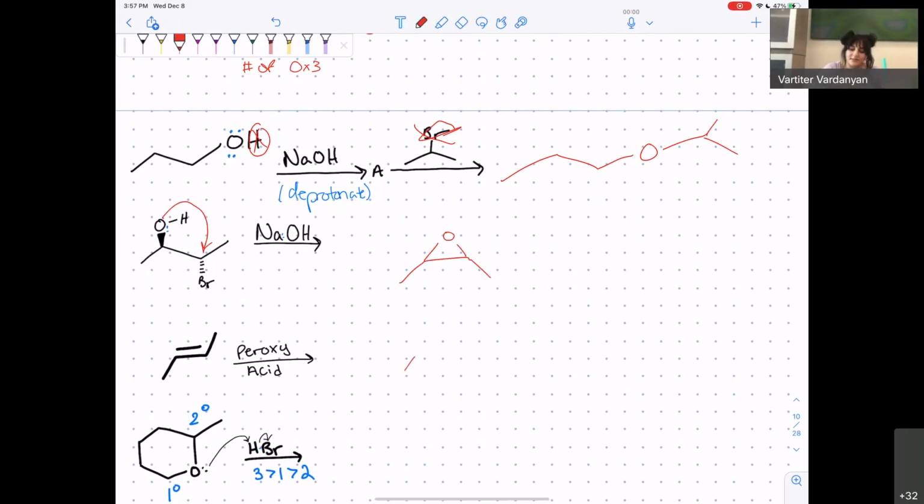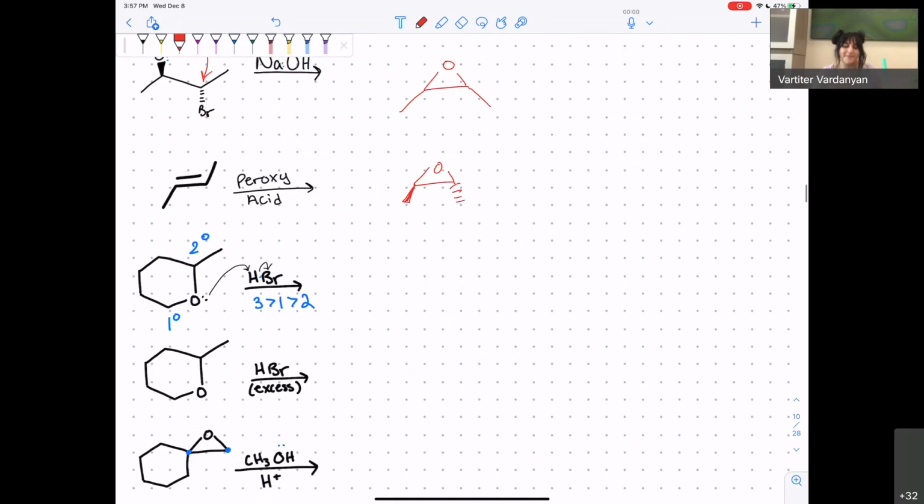Peroxy acid. We replace the double bond with an O. The reason I have trans substituents is because we had a trans double bond to start with.